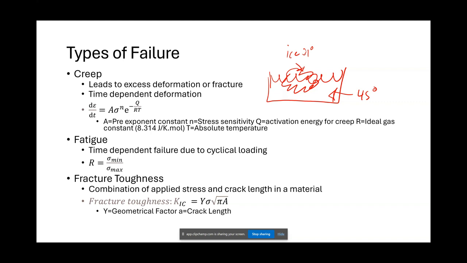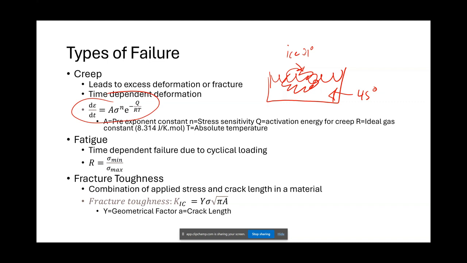So the ice going from a solid to a liquid would be considered a failure, and that's just because of the temperature differences. It's not anything cyclical like we're going to get into in a second, but a constant time-dependent deformation as shown in this equation right here. So the next type of failure would be fatigue.